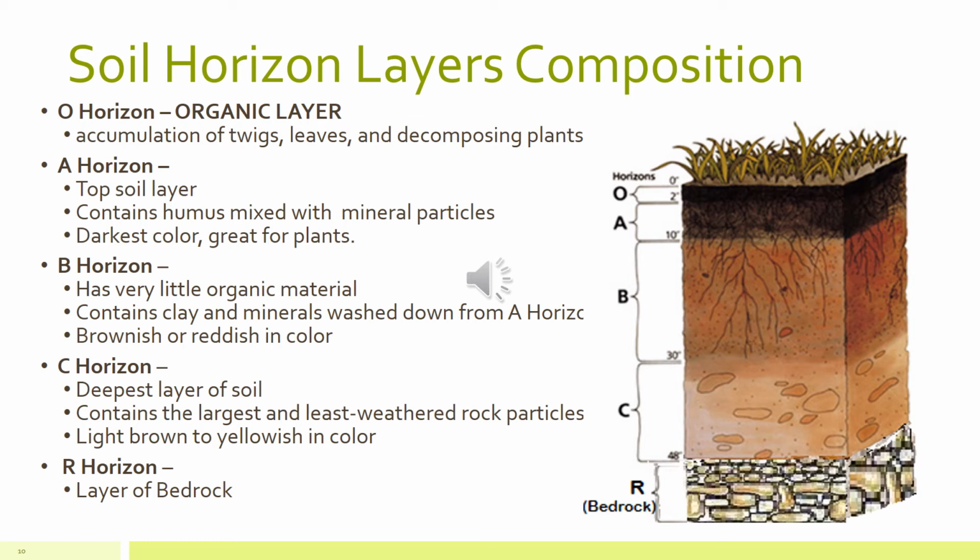Let's take a look at the first horizon. The first horizon is the O horizon. This is the organic layer. This is also where you basically find your humus. Do you guys remember what humus is? It's basically the decomposing of plants and animals and twigs. And that's basically what the O horizon is.